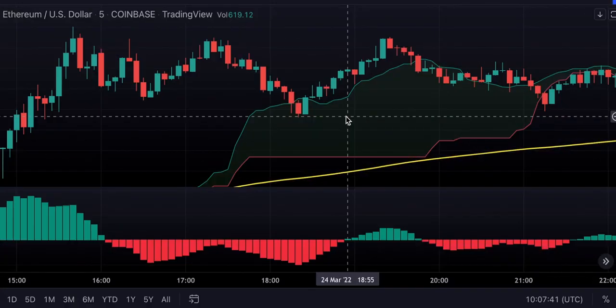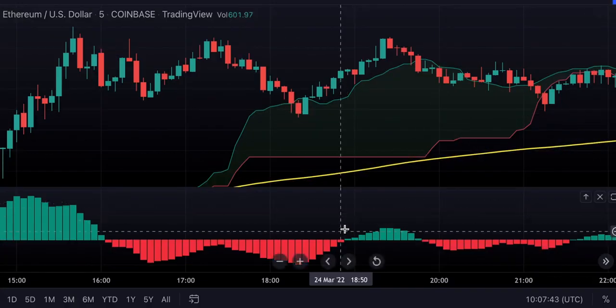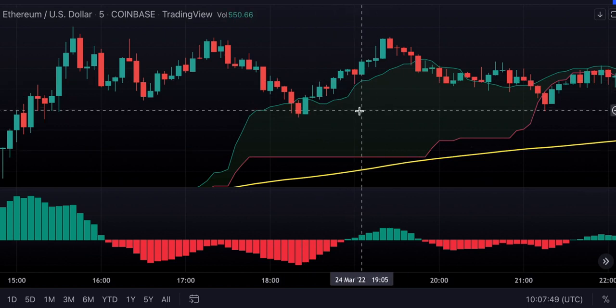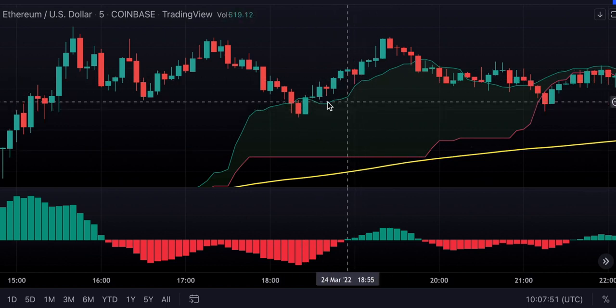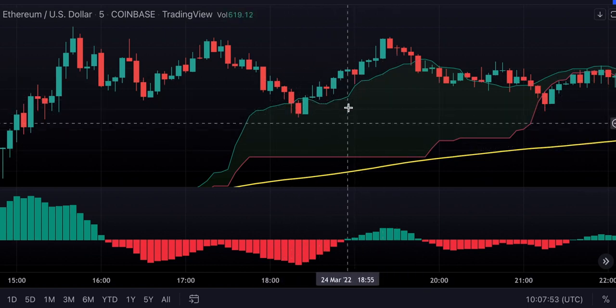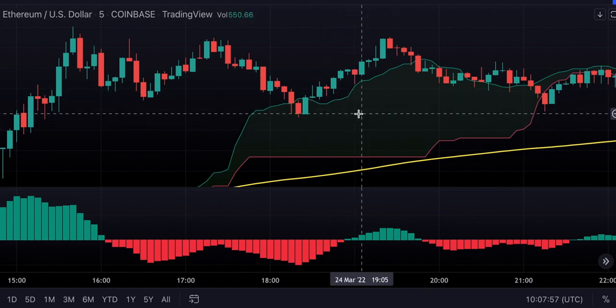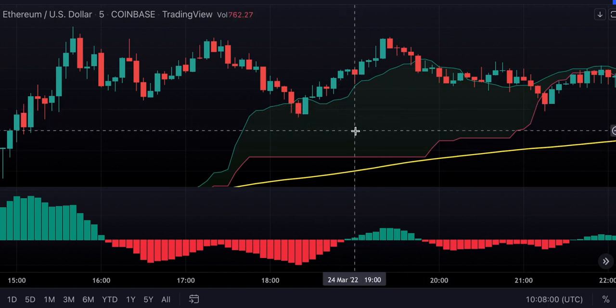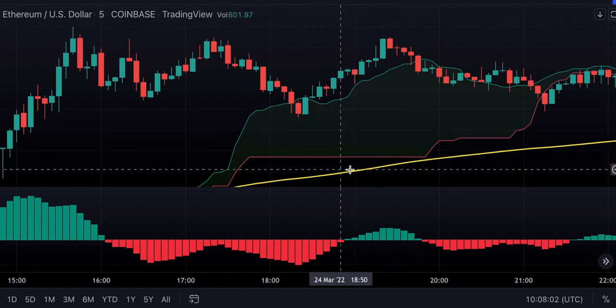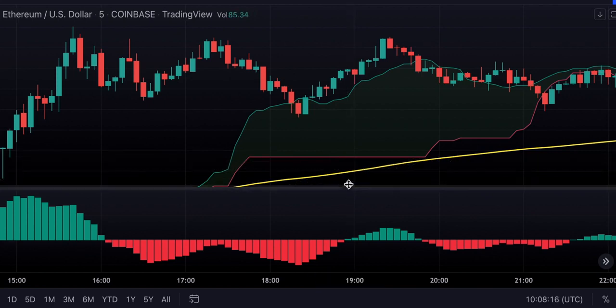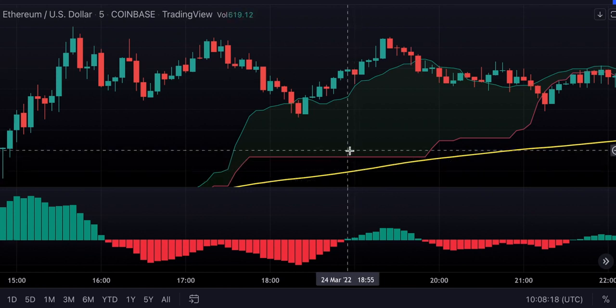Here's another example for a long trade. So we see a new signal from our MACD indicator to go long right there. We see the cloud is green and the price is sitting above this cloud. If the price is inside the cloud, we do not take a trade. And we also see the cloud is sitting above the moving average. So for example, if this red line was below the moving average, we wouldn't have taken that trade.